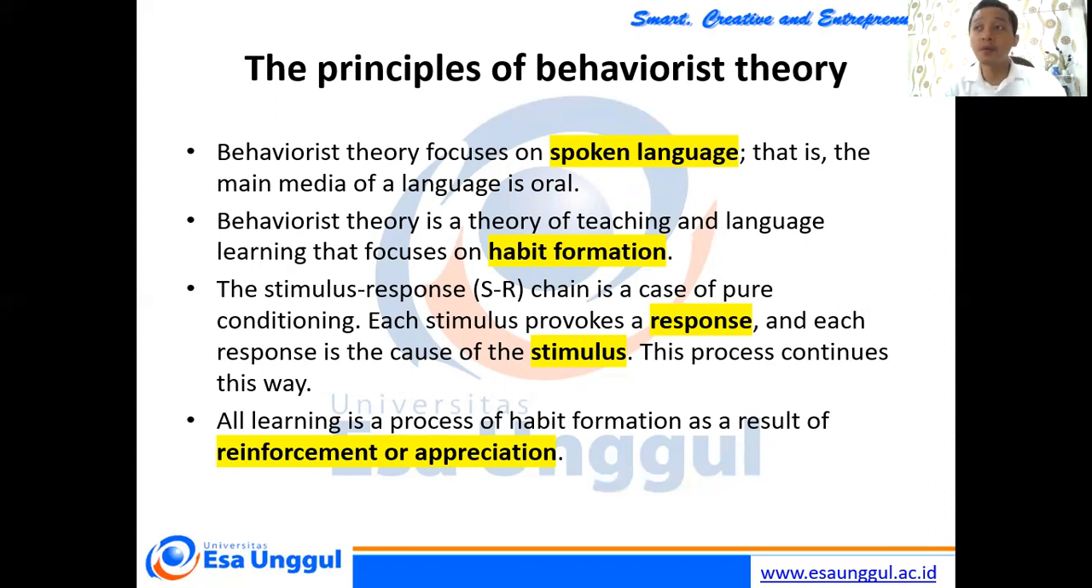And then stimulus-response, S-R, because there is a stimulus, is a case of classical conditioning. Its stimulus provokes a response, and each response is the cause of the next stimulus. The process continues this way, stimulus and response. All learning is a process of habit formation as a result of reinforcement or appreciation.